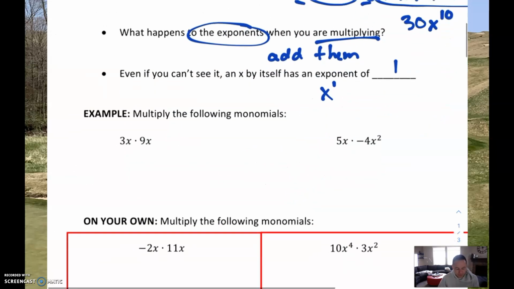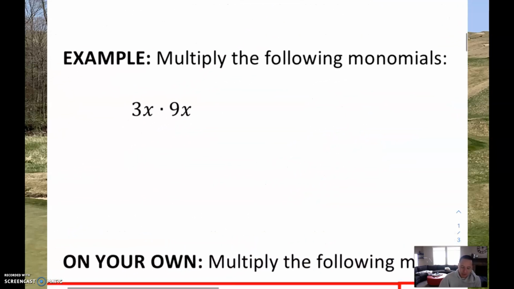All right. A couple examples here. It says multiply the following monomials. A monomial is a singular term. So 3x is a monomial. 9x is a monomial. And we're going to multiply these monomials together. Mono means 1. Now I bet binomial is going to be 2 terms. Trinomial is 3 terms. And we'll get into that later in the unit.